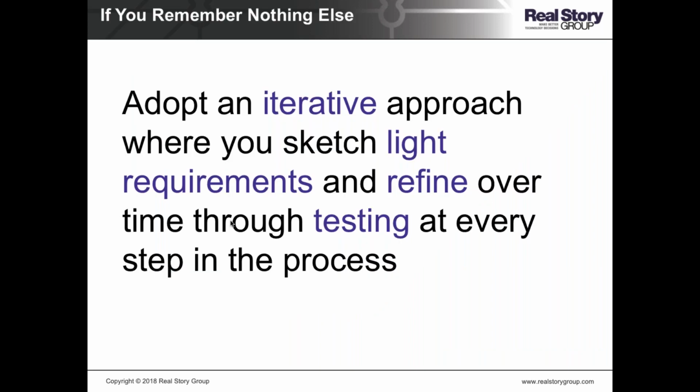So, if you remember nothing else, what you want to do is adopt an iterative approach. All right. So you're iterating through an RFP or tender, then the demos, then the bake-off. You start with light requirements, story-based, and then refine those requirements over time through testing at every step in the process. Right? So this is applying design thinking to selecting WCM technology.